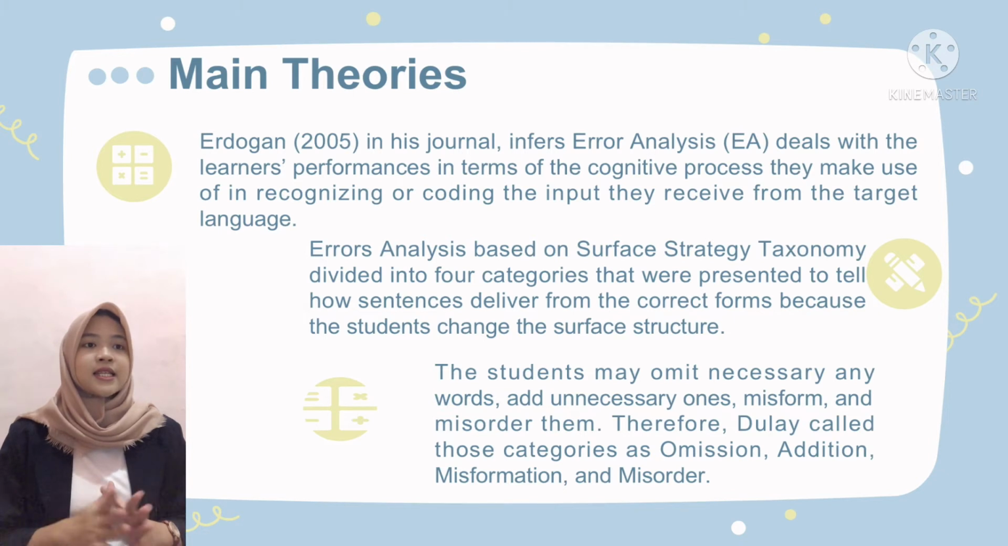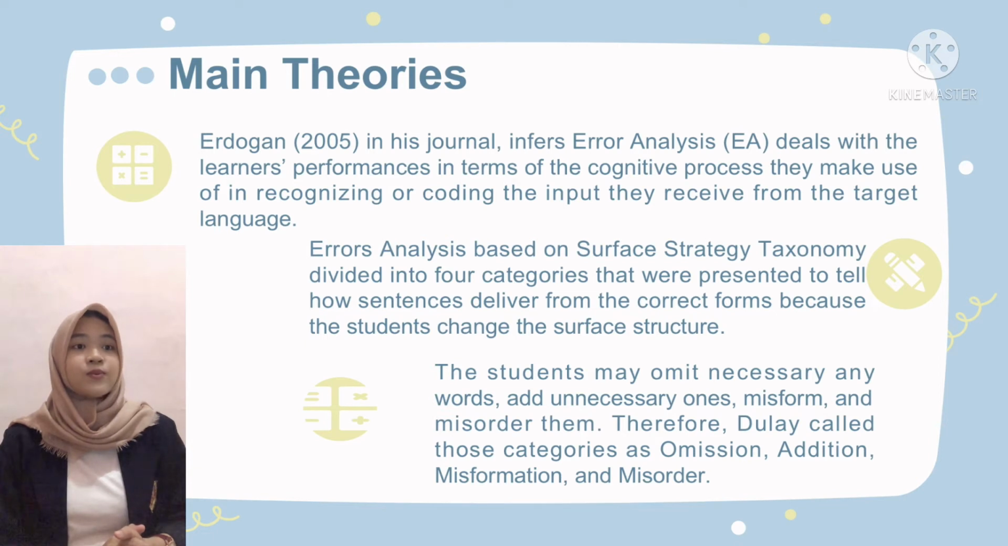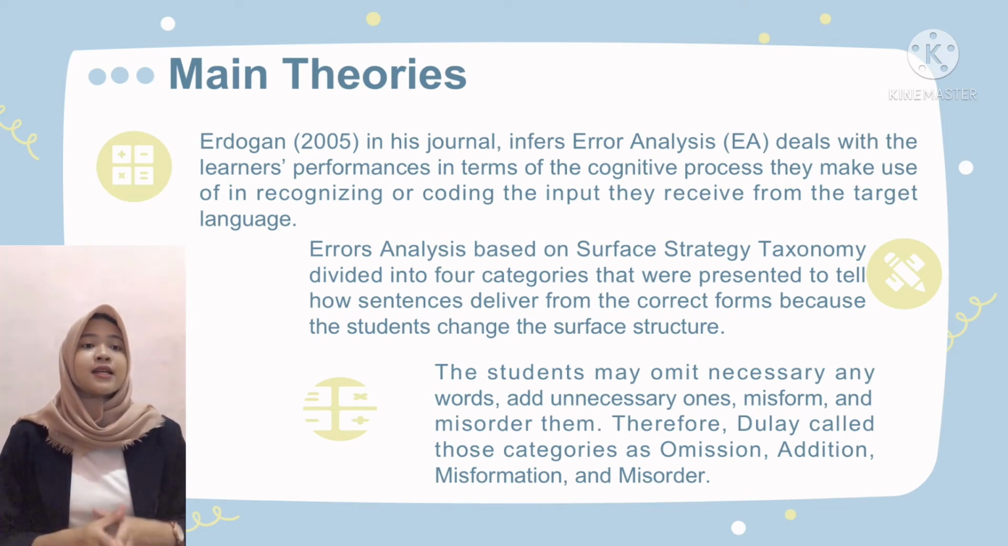And the second is addition. It is the presence of an item which must not appear in a well-formed utterance. So addition is the opposite of omission. And the third one is misformation. It is characterized by the use of the wrong form of the morpheme or structure. And the last is misordering. Misordering is the errors that are characterized by the incorrect placement of morphemes in the utterance.